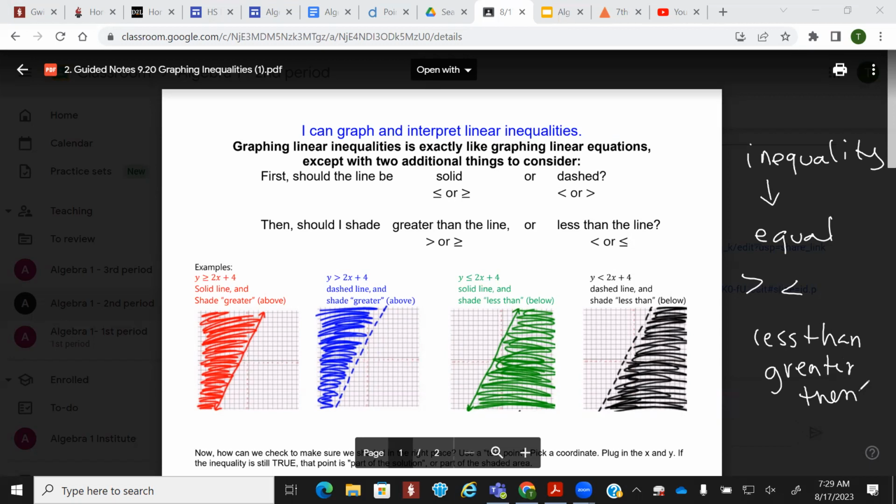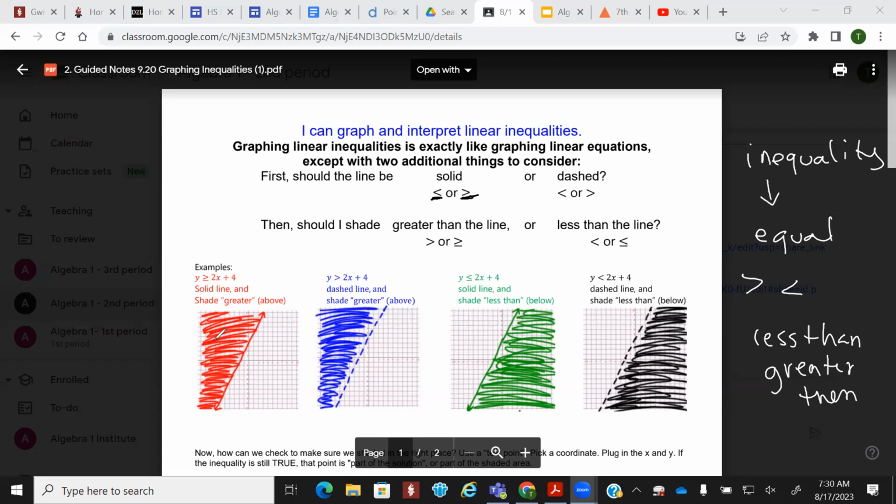Okay, cool. So really quick, if I have this symbol right here with a line underneath, it's going to be a solid line. If I have no line underneath, it's going to be dashed. Okay, you got to remember that part. Over here, if I have this, I'm going to shade greater than the line. If I have this, I'm going to have less than the line.